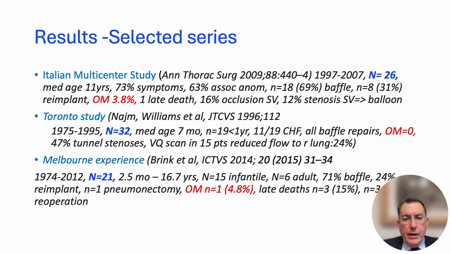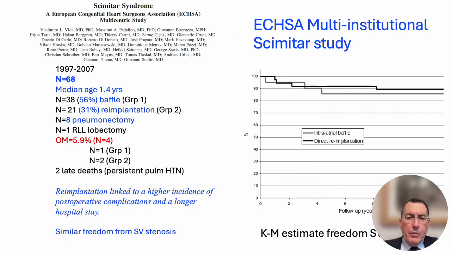Regarding results, the literature includes several isolated case reports and small series as shown here. Operative mortality is generally low regardless of technique, but the incidence of stenosis or even occlusion of the scimitar drainage is significant. One of the largest studies on this subject is the European Congenital Heart Surgeons Association multi-institutional retrospective 10-year review series with 68 patients.